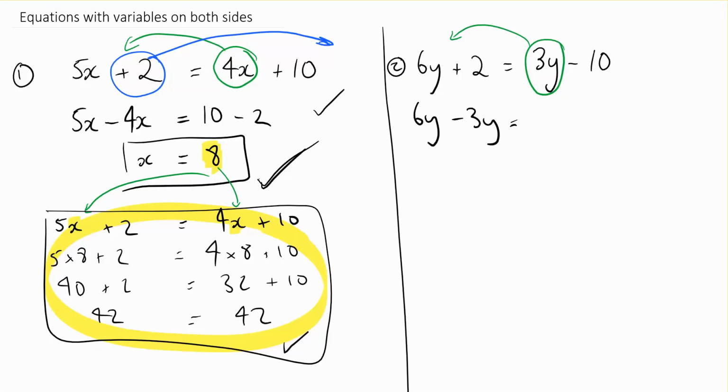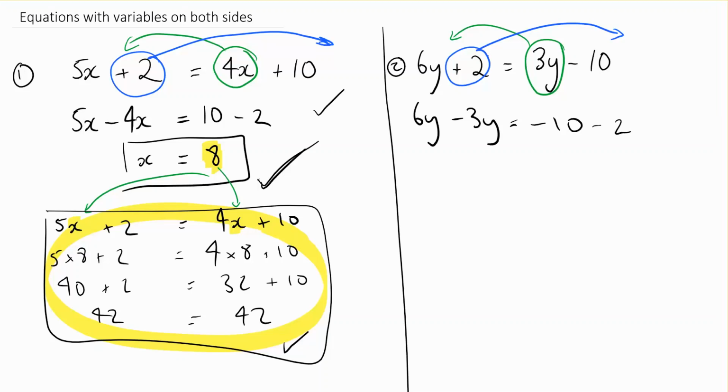Very nice. Let's move the numbers to the right-hand side. The minus 10's already over there, so we just need to move this plus 2 over here. So we write down the minus 10 first because that's already there. Remember, the minus there belongs to that 10. That's minus 10. What's the opposite of plus 2? It's minus 2.